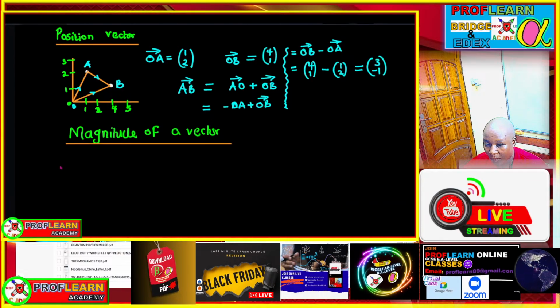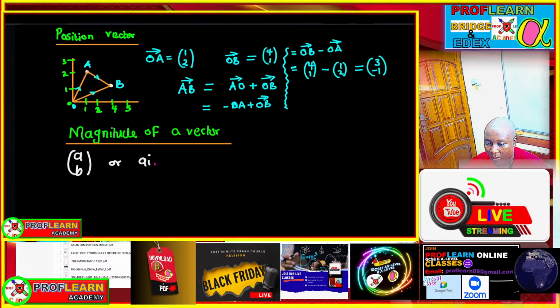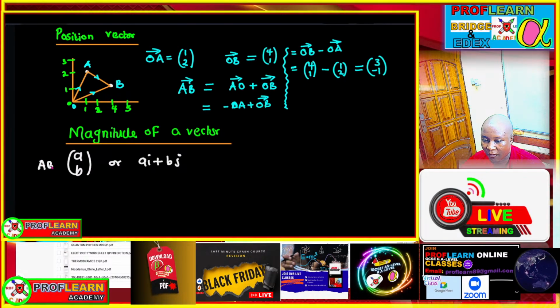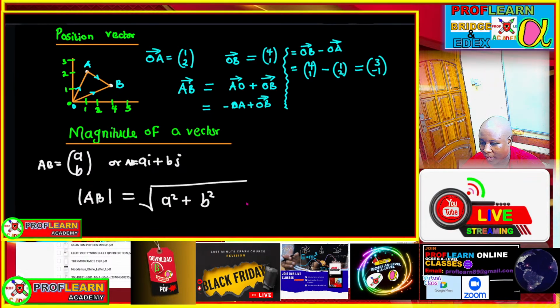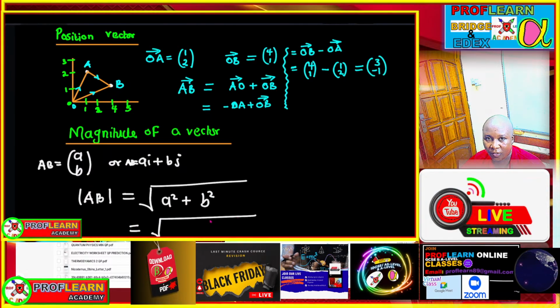You are going to realize that if you're given a vector like this, AB or ai plus bj, then to find the magnitude of this particular vector AB, magnitude is represented by this modulus sign like that, then it will be the square root of a squared plus b squared. So ideally that's what you do.